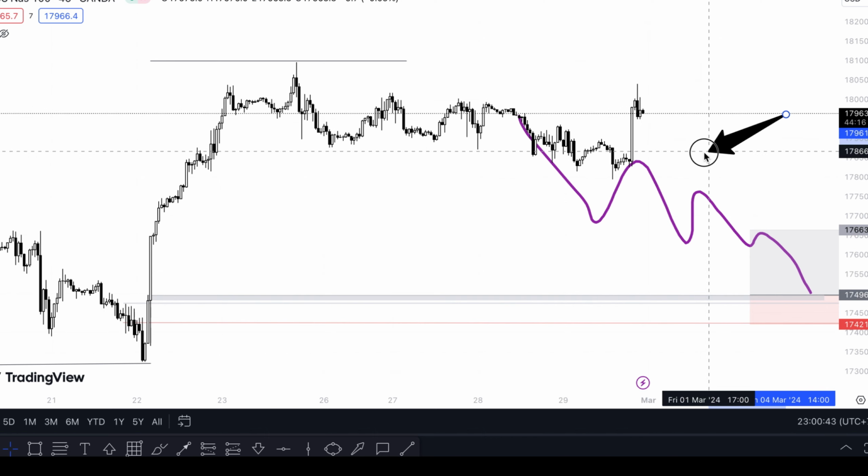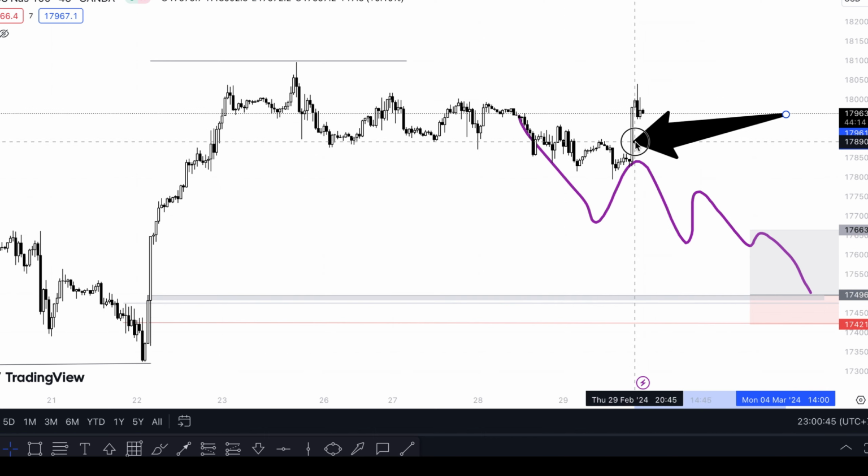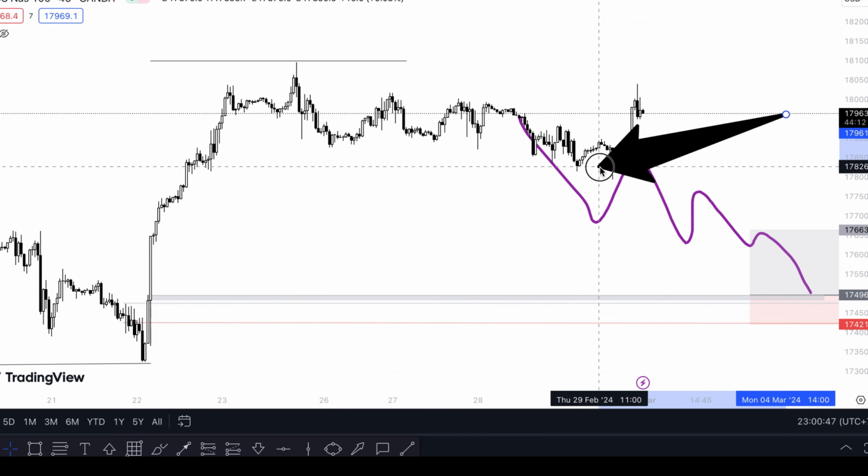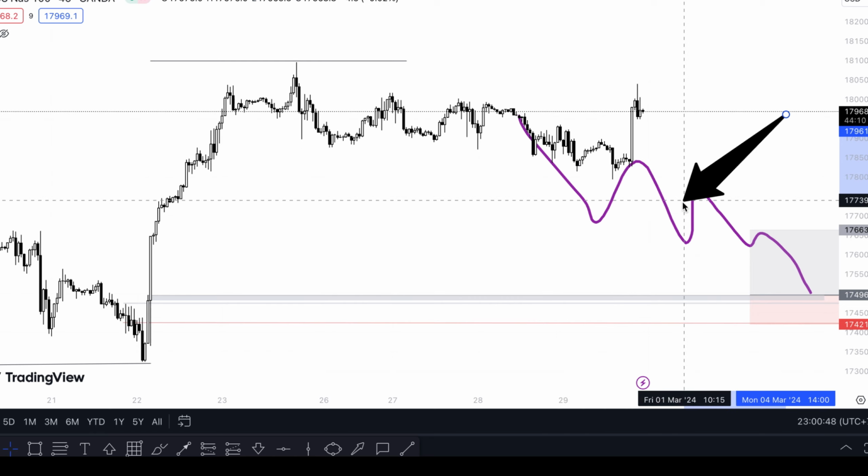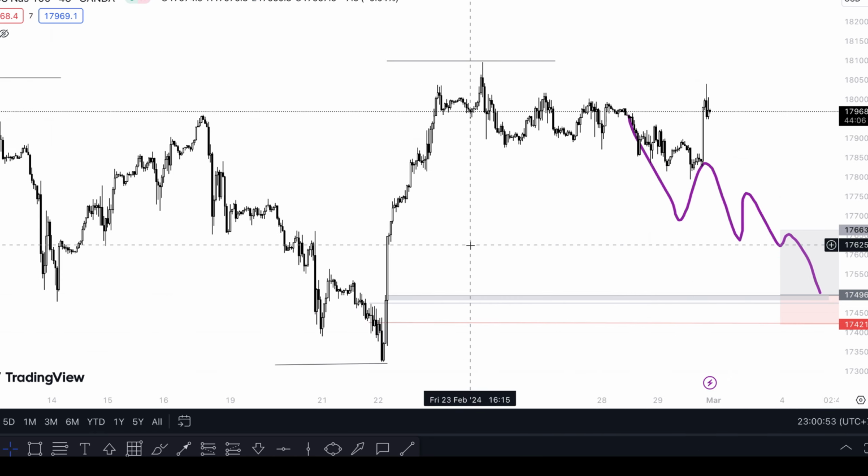So right now, I'm either looking to buy NAS, or potentially waiting for it to come back down into this lower part of the range. And the reason is because if we go to the higher time frame again, I'm bullish on NAS. We have bullish market structure.